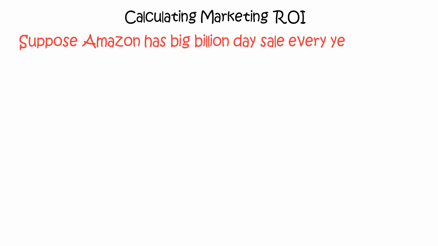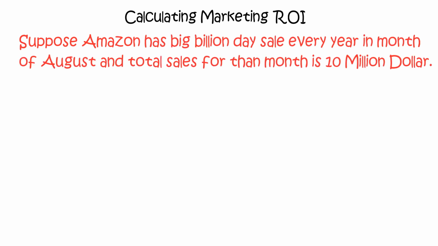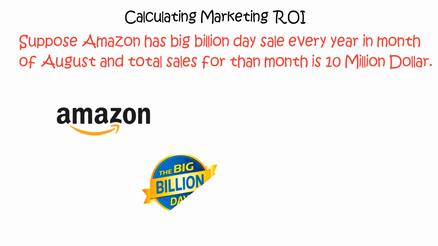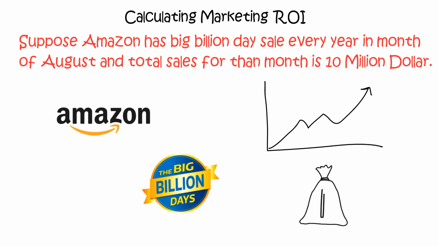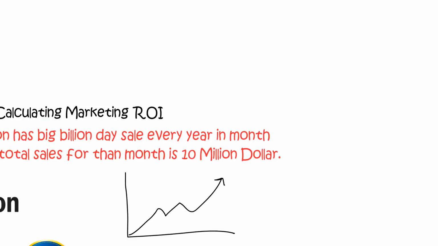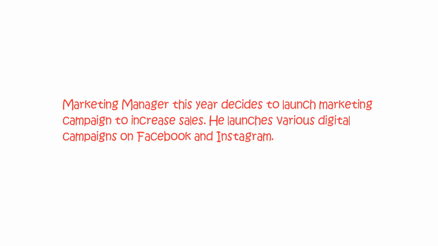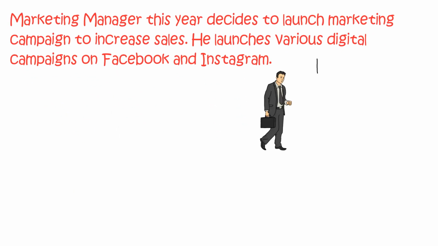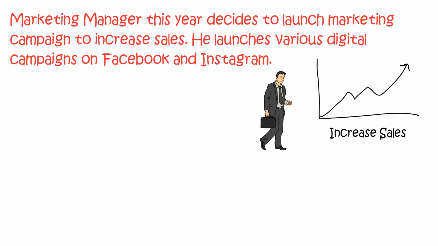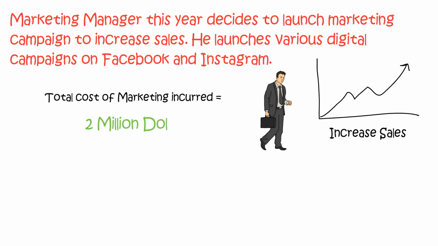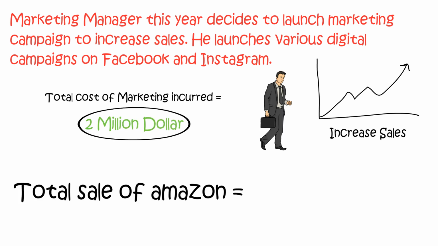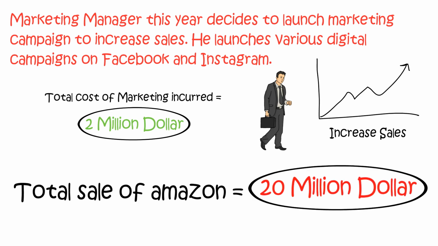Suppose Amazon has a Big Billion Day sale every year in the month of August, and total sales for that month is $10 million. This year, the marketing manager decides to launch a marketing campaign to increase sales. He launches various digital campaigns on Facebook and Instagram. The total marketing cost incurred is $2 million, and due to this campaign, the total sales of Amazon become $20 million.